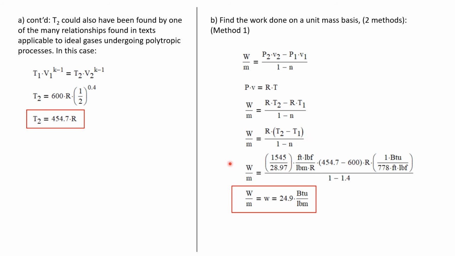Solving using our variable values, we have R is 1545 divided by the molecular weight of air of 28.97. This quotient has units of foot-pounds force per pound mass R, times T2 minus T1. I have to convert foot-pounds force to BTUs, and all of this over 1 minus n. And I calculate that W over m, which we'll signify as small w, the work per unit mass, is 24.9 BTUs per pound mass.